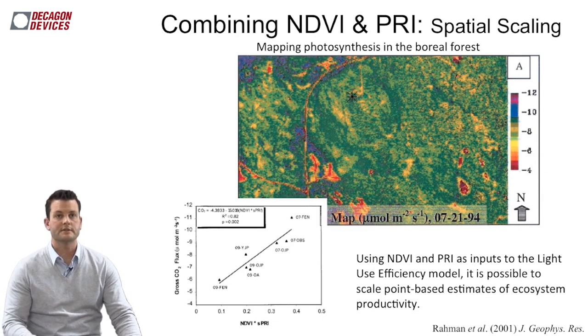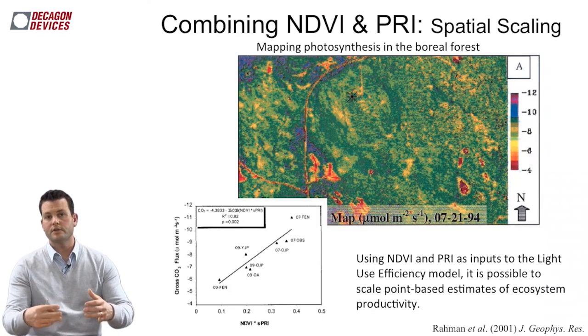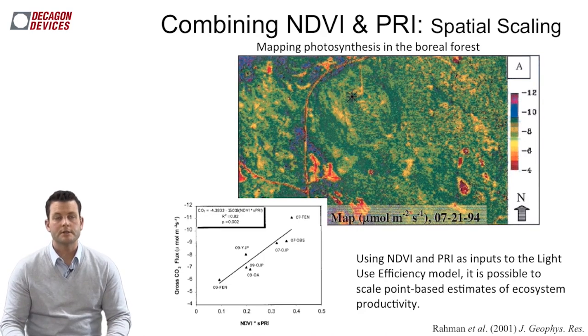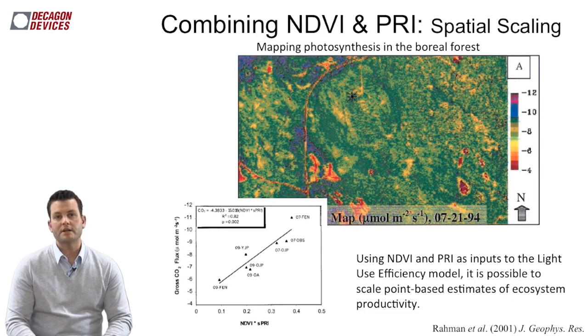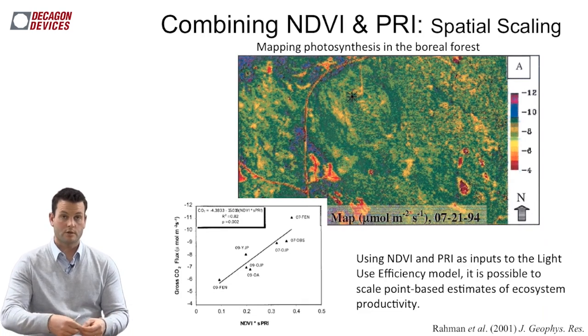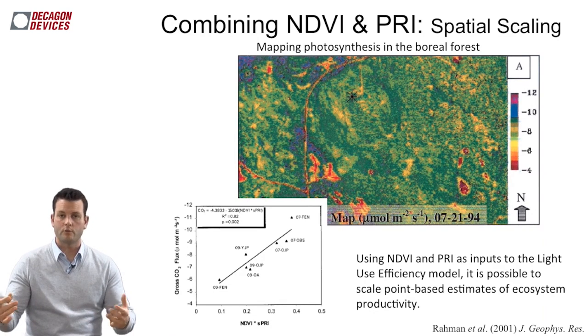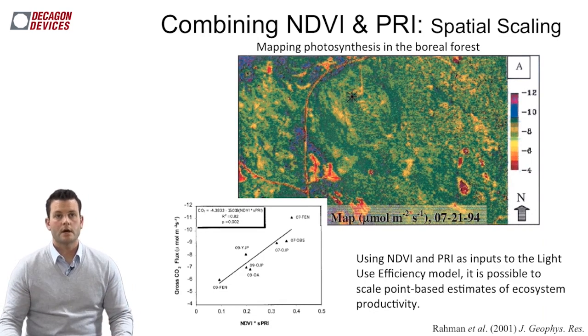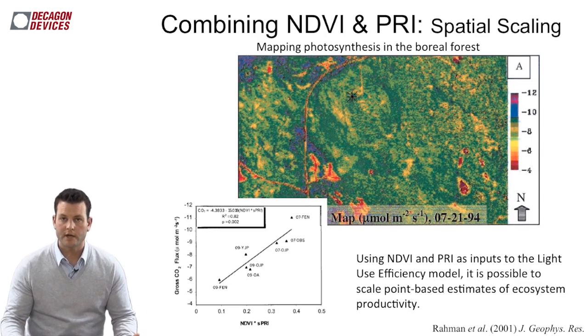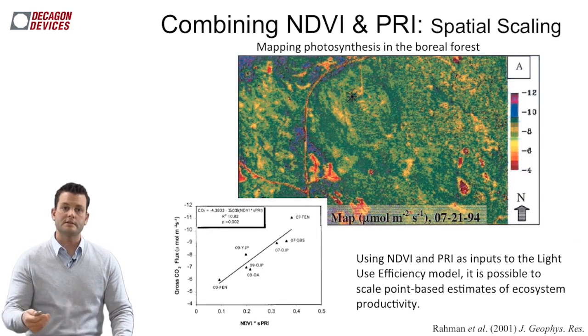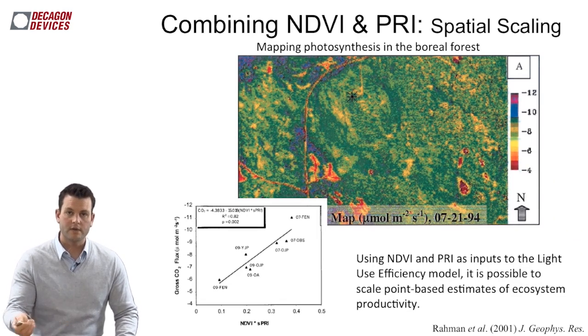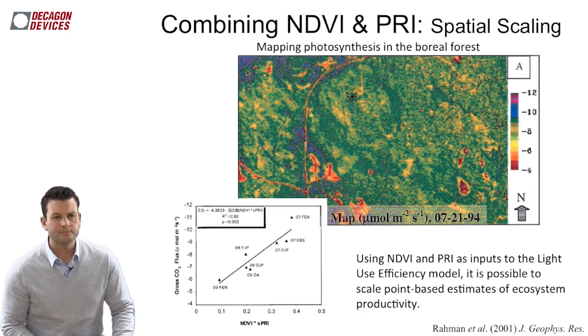or photosynthesis. So even though this is derived from a satellite image, you can imagine that many sensors could be placed across the landscape in order to derive something very similar, or at least get a sense of what the spatial heterogeneity in photosynthesis is, using this combined NDVI PRI approach.